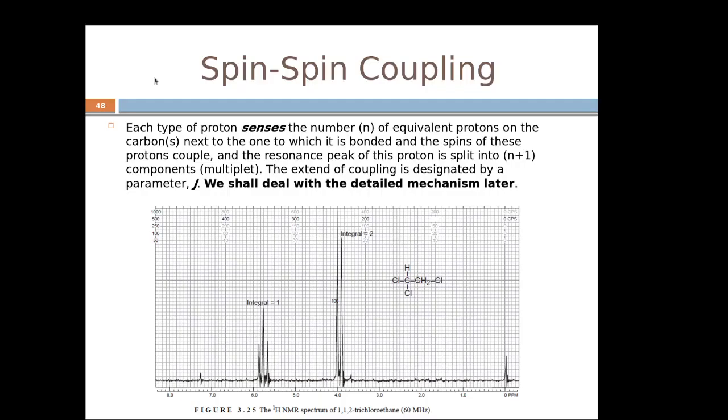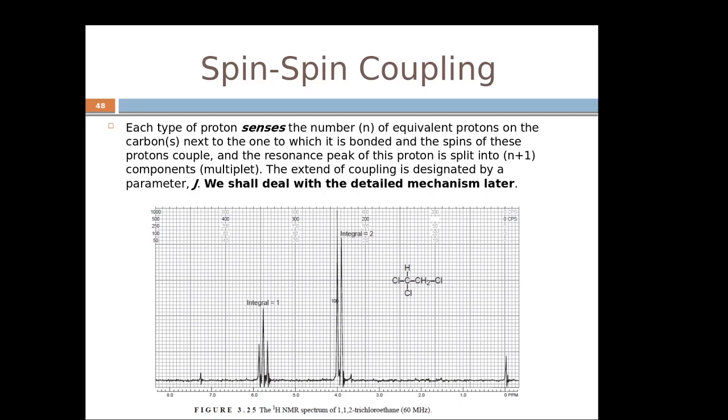Okay, so we talked about chemically equivalent nuclei. When you have an NMR-active proton in a molecule, this proton can interact with the equivalent protons on the carbons next to it. So you have a proton on a carbon in a molecule, and this proton can interact with the chemically equivalent protons on other carbons in the same molecule.